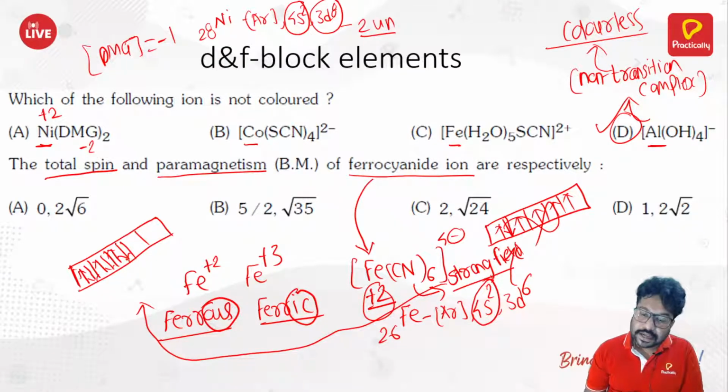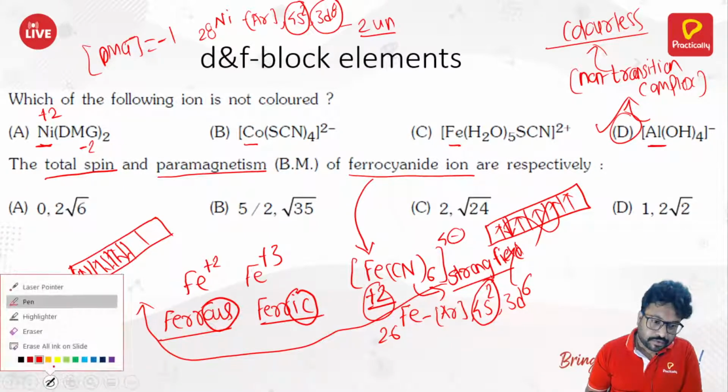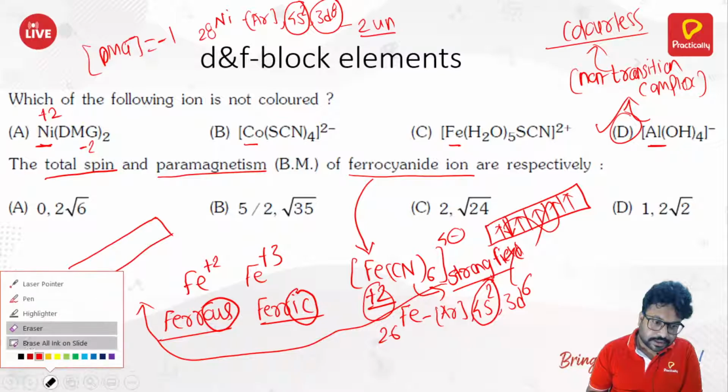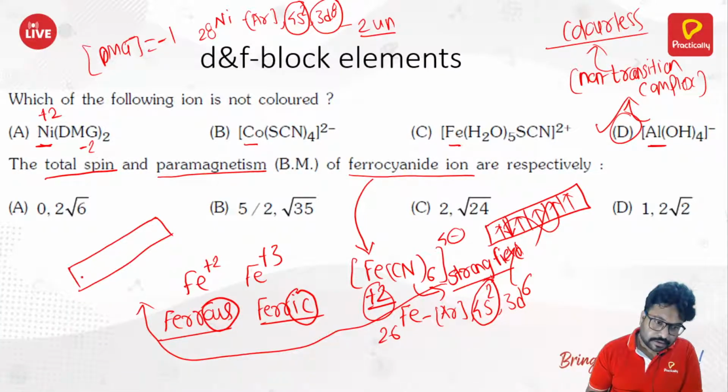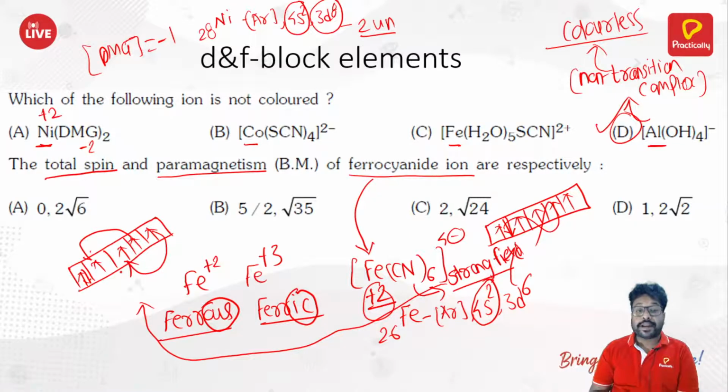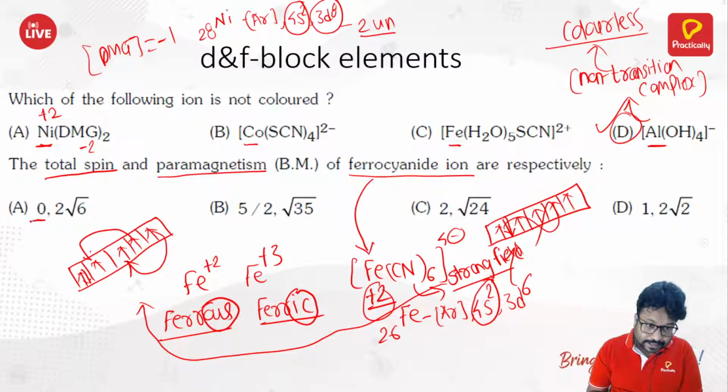Okay, but it is a d6 system. Let me write it once again for you. Let me show you. How can we do this? 1 2 3 4 5 6. This electron gets paired here. Yes, it has 0 unpaired electrons, and paramagnetism should also be 0, but it is 0 here.